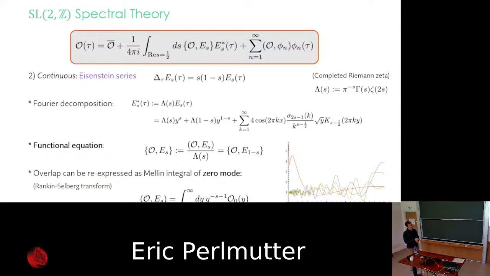So because the completed Eisenstein series obeys a functional equation, so does this rescaled overlap. So this bracketed overlap, this is the inner product divided by one of these completed Riemann zetas to make up for this one. And this thing obeys its own functional equation, which is just nice for what happens next. Another important thing about this piece of the decomposition is that the inner product itself can actually be re-expressed just as a Mellin integral of the zero mode of O. This follows from a nice property of the Eisenstein series that it has a Poincaré series representation, and you can use what's called the unfolding trick to write it in this way. But the message is that if you have the zero Fourier mode of O, you can reconstruct this overlap, and therefore this entire part of the decomposition.